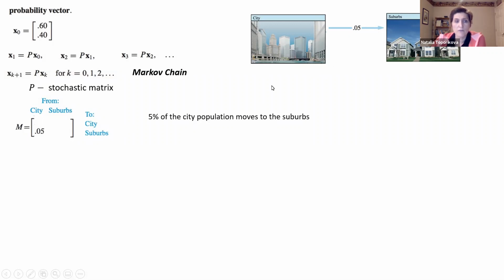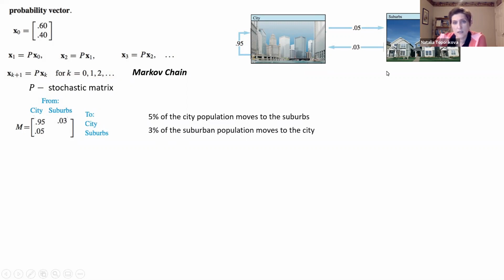Okay, and if 5% moved to the city, which means that 95% didn't move anywhere, or they moved within the city. So we put this fraction 0.95 into the first entry of the first column. So we're basically moving from city to the city. It doesn't move anywhere.